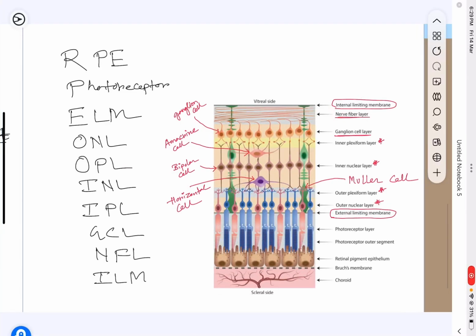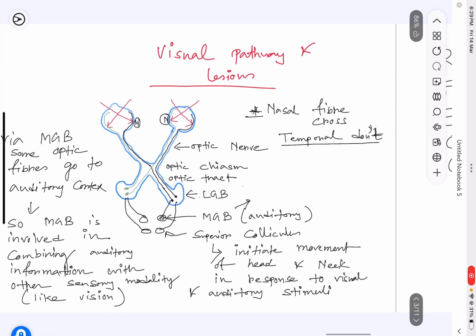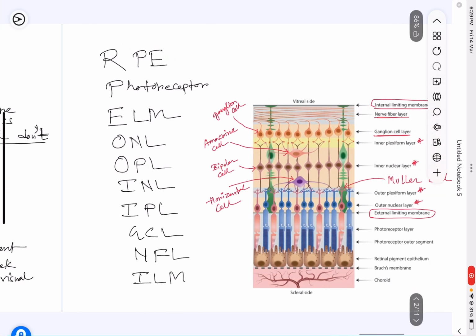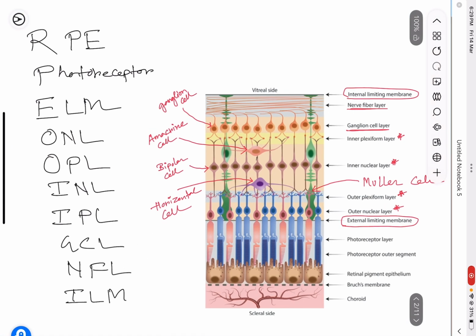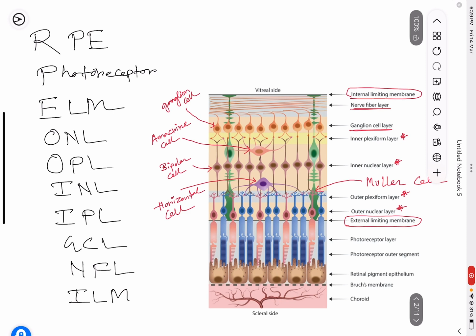So the topic for today's discussion is the visual pathway and lesions. Before we start, let us take a brief look at the layers of retina. These are the layers of retina from the choroid side to the vitreal side.